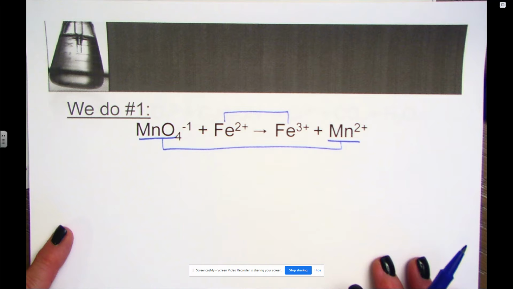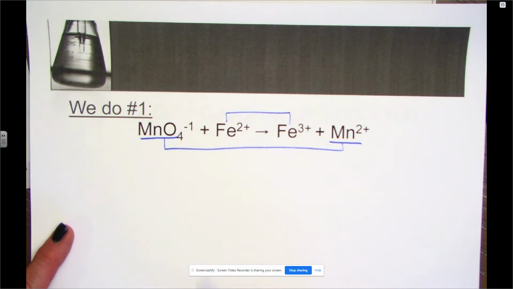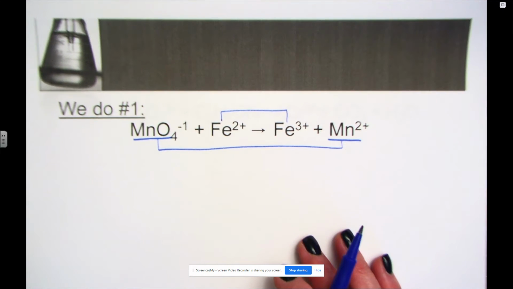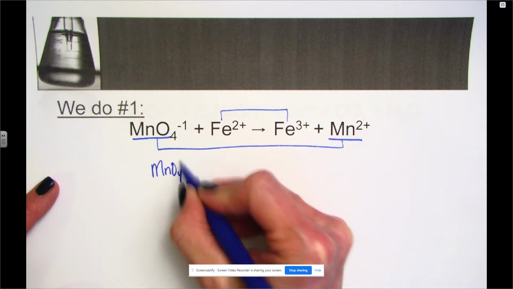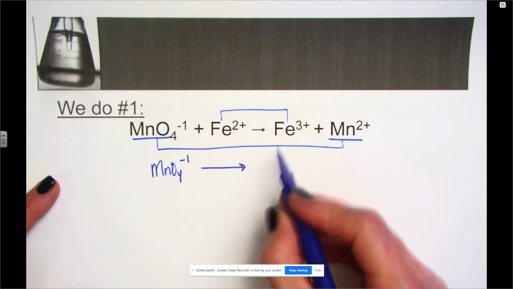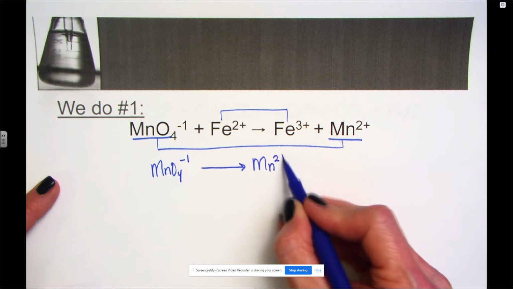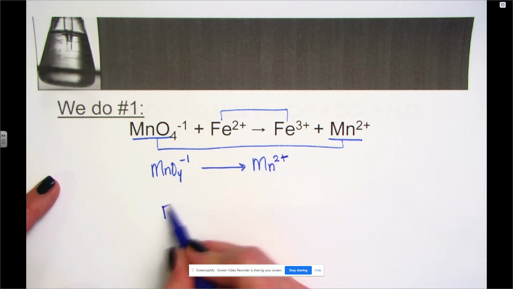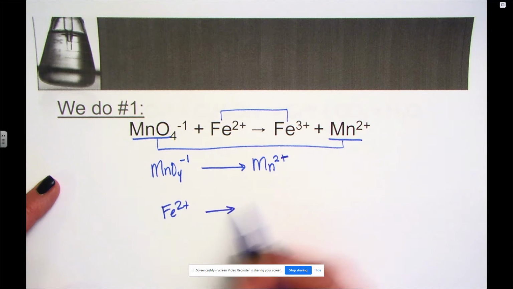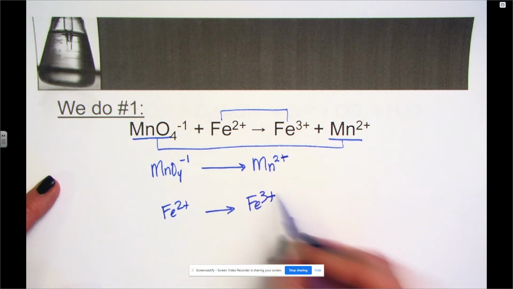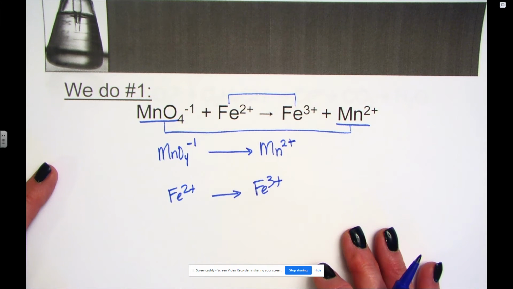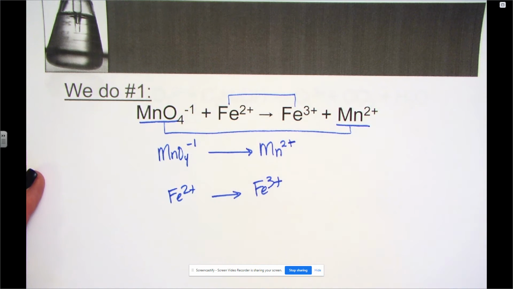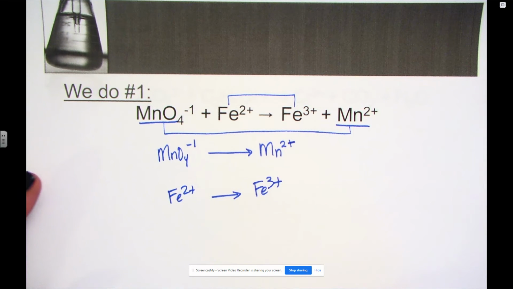So let's split up our redox reaction into our two half reactions because remember, we are using the half reaction method. So one of your half reactions is going to be MnO4 -1 yields Mn2+, and then Fe2+ yields Fe3+. So now we have both reactions split into the half reactions. Now remember, for each half reaction, we have multiple things that we do. You might want to refer back to the notes we just copied down to help you, but here we go.